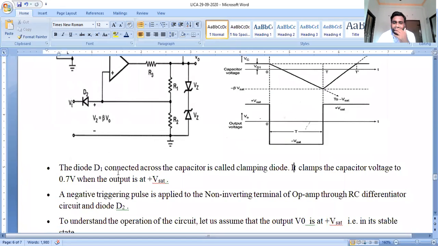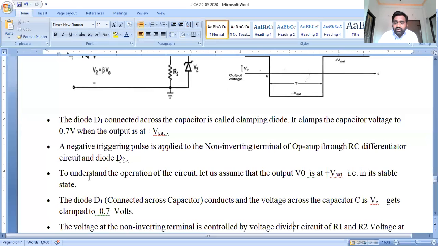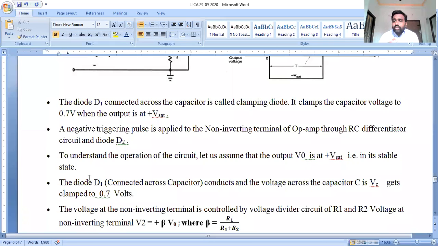Initially the diode D1 is connected with the capacitor. The diode is a clamping diode, and it is a germanium diode, which is why it operates at 0.7 volts. When the capacitor is charging, we have the behavior of 0.7 volts and of positive V saturation. After a negative triggering pulse is applied across the non-inverting terminal, the output starts swinging from positive V saturation to minus V saturation. That means it changes from the stable condition to the quasi-stable condition.